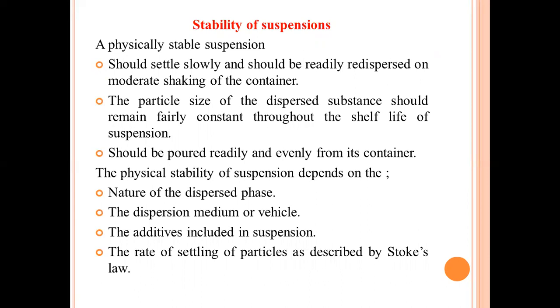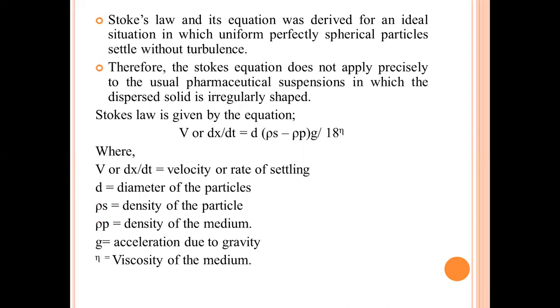The physical stability of a suspension depends on many factors like the nature of the dispersed phase, the dispersion medium, the additives used in the suspension, and the rate of settling of particles as described by Stokes' law. Basically, the stability of suspension is described by the Stokes equation, that is V or dx/dt equals d squared (rho s minus rho p) g upon 18 eta. Now what is V? That is the velocity or rate of settling.